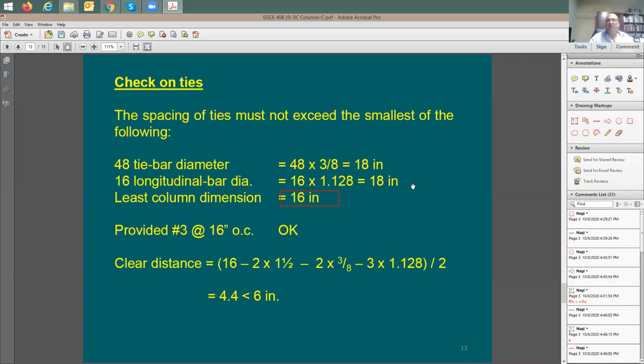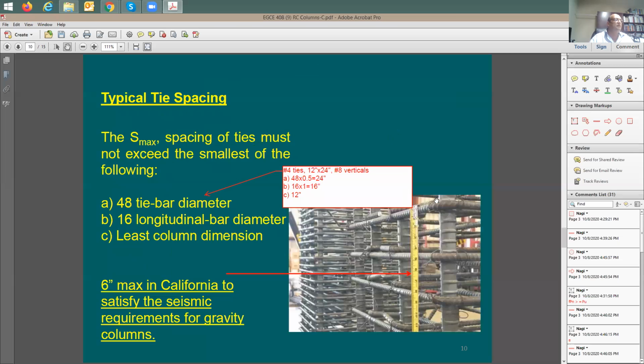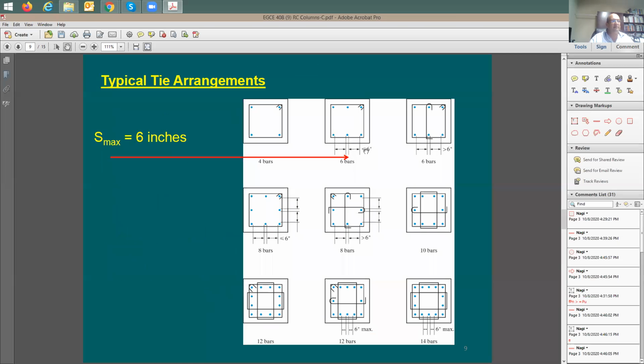Now, what have you provided in this problem? I'm going to say you have number 3 at 16. So this is good, I have no problem at all. This spacing and the tie is good. I have no problem with the ties, and no problem with the vertical rebars. Now I need to check the spacing between 2 vertical rebars, which is this check here. So I'm going to take you back a few slides to show you which one I'm talking about. Talking about this spacing here.